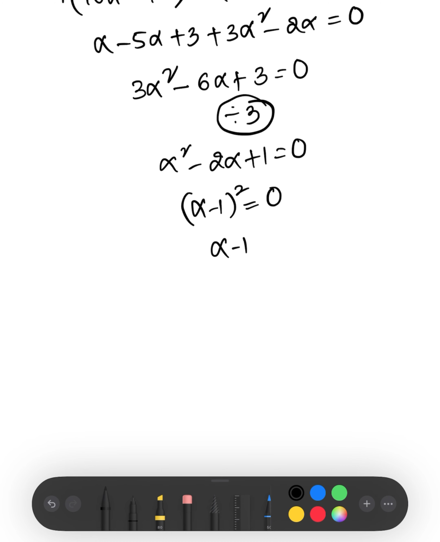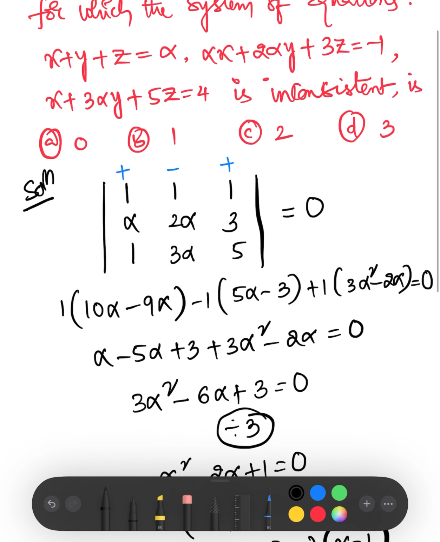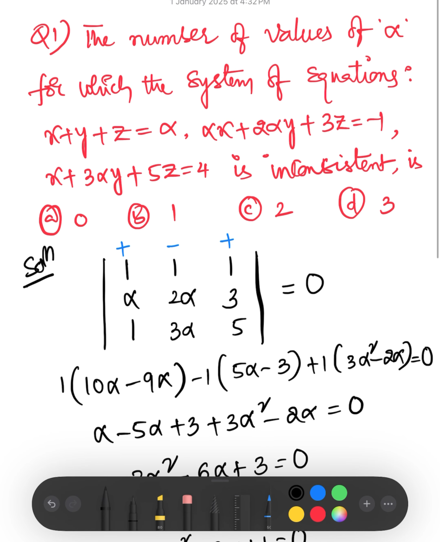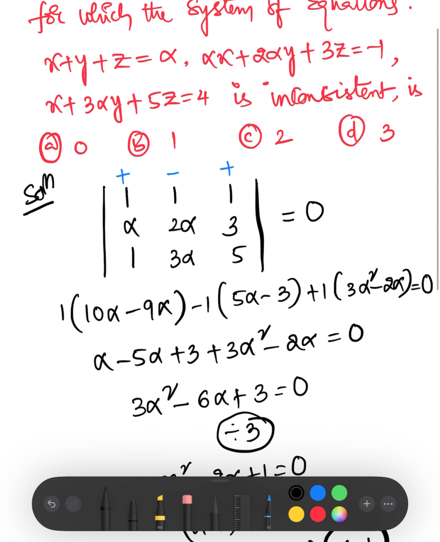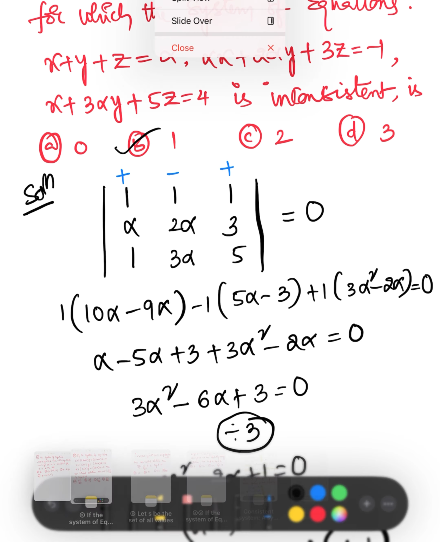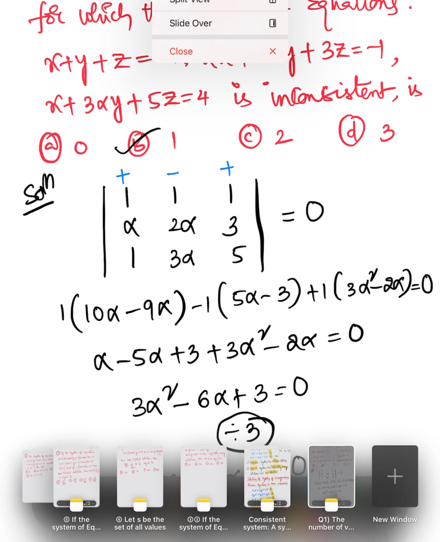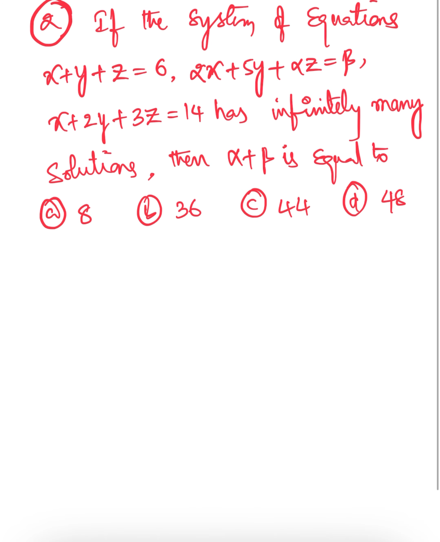So alpha minus 1 equal to 0, then alpha equal to what? 1. How many values of alpha we got? Only 1. So the number of values of alpha is only 1, then option B is correct. Now coming to the next model.